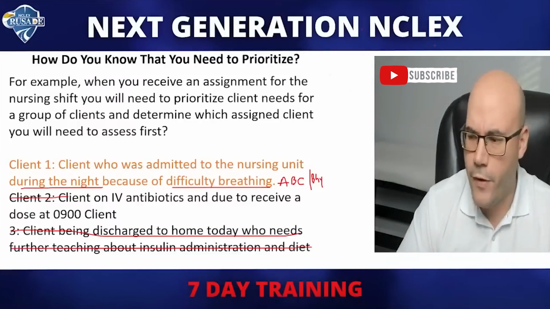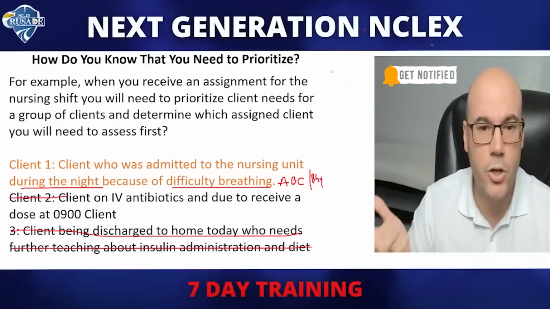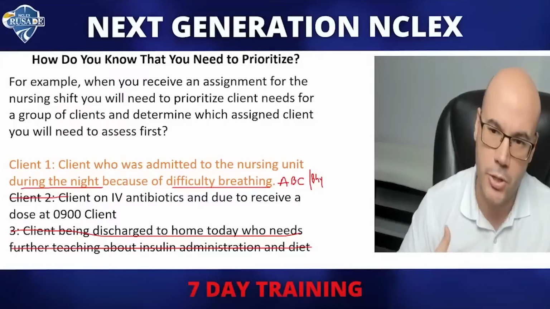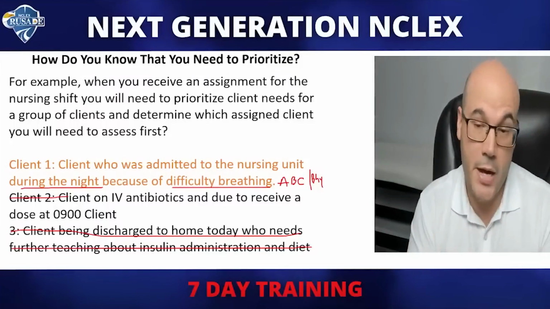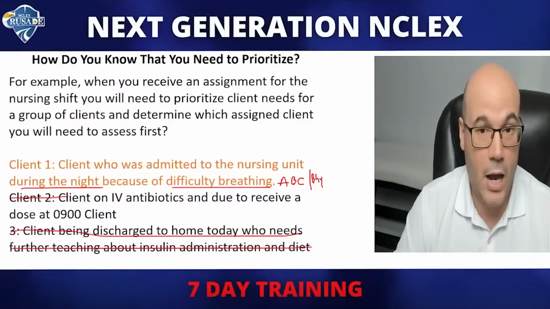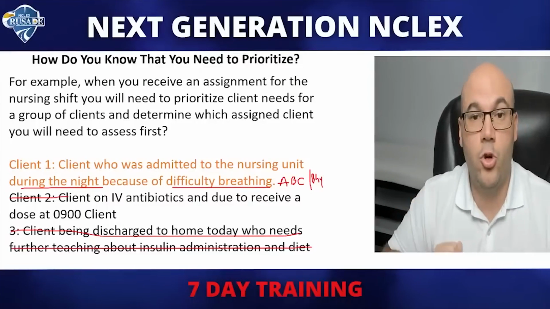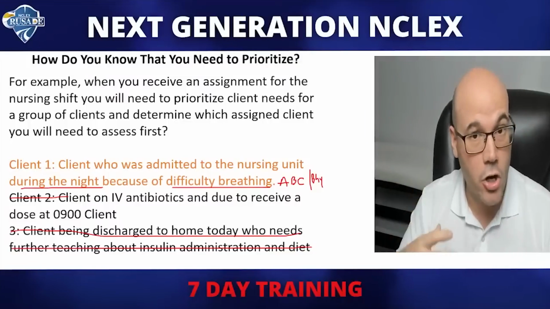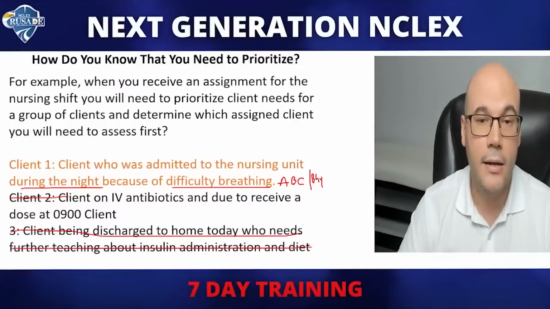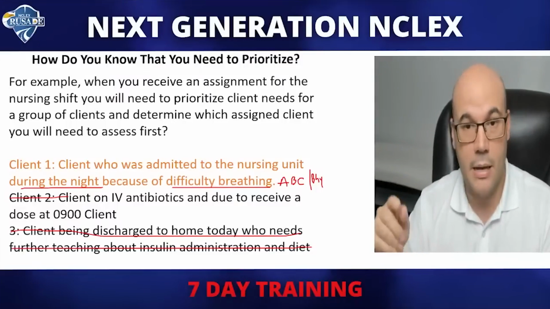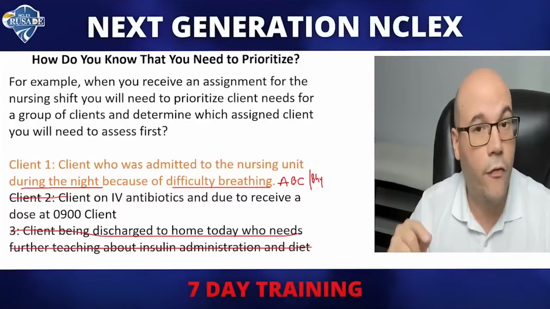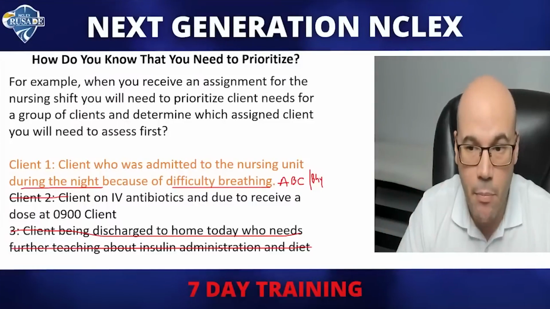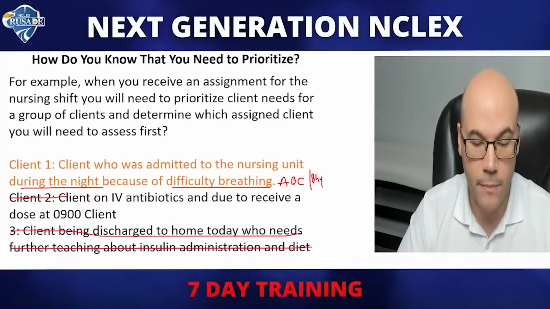Some of you may ask, Professor, but the patient was admitted during the night. So the difficulty breathing was at the time of admission. My question is, does the patient still have a breathing problem? How do we know? We don't know. We have to go and assess the patient ourselves. And if the nurse that is going out and we're coming in tells us, hey, this patient was admitted with difficulty breathing, we need to follow up on that and confirm if the patient is stable or not stable.